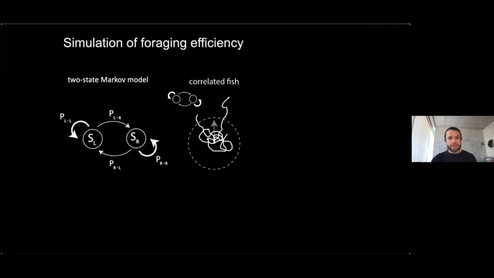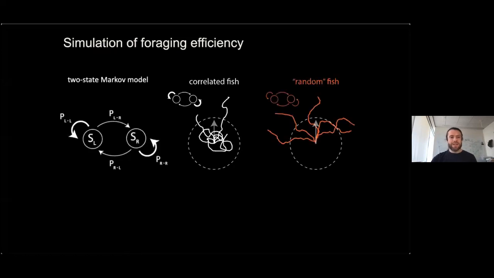We can use statistical techniques to interpret all this data in a more engineering framework, where we think that this system is essentially implementing a two-state Markov model to give rise to correlations, where a correlated fish has a different type of behavior from a random fish, where a random fish means a fish that picks a left or a right turn randomly at every moment in time, independent of what the fish did before.